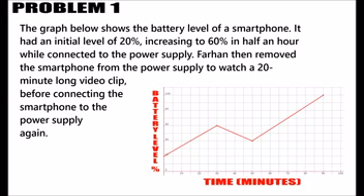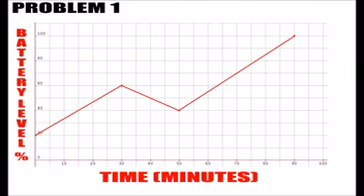The graph below shows the battery level of a smartphone. It had an initial level of 20%, increasing to 60% in half an hour while connected to the power supply. Farhan then removed the smartphone from the power supply to watch a 20-minute-long video clip before connecting the smartphone to the power supply again.